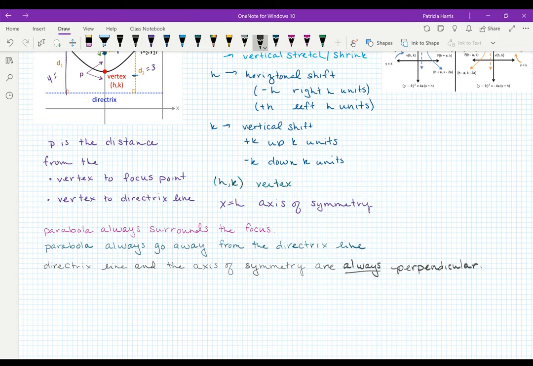So the tricky bit with this is we have our standard form or vertex form from first semester, which looks like this. Now we get a new one.